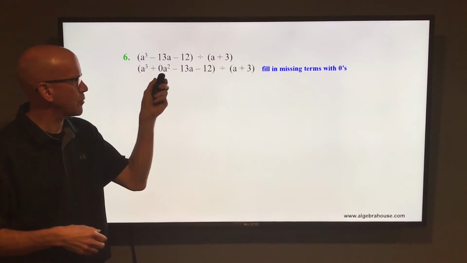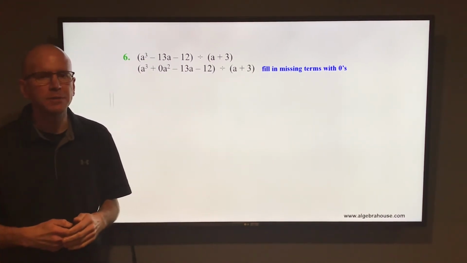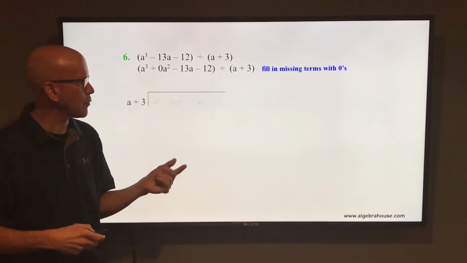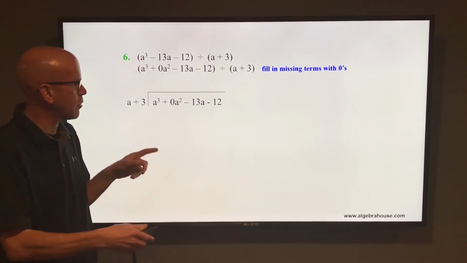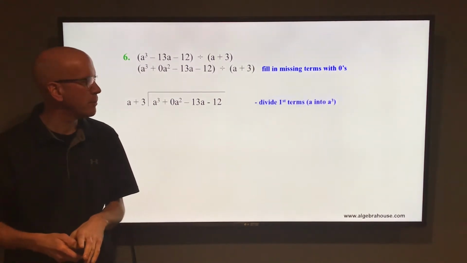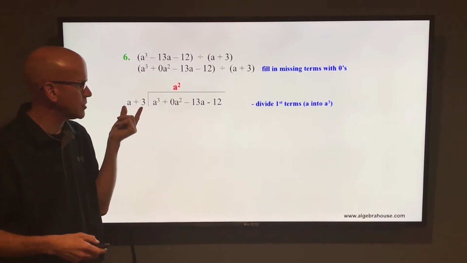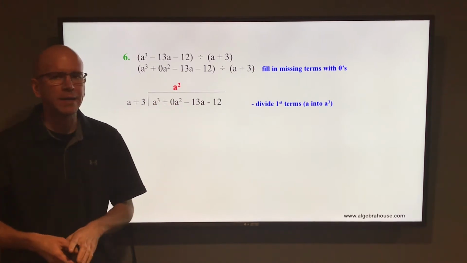Now we're dividing a to the third plus 0a squared minus 13a minus 12 by a plus 3. So set this up with long division. Put the a plus 3 on the outside, and that a to the third plus 0a squared minus 13a minus 12 on the inside. Proceed with long division. Just divide the first terms to start. You're dividing a to the third by a. When you divide a to the third by a, that is a squared. Put that up top over the second term because you have two terms out here. Just go over two terms, and that's what you're lining it up with.